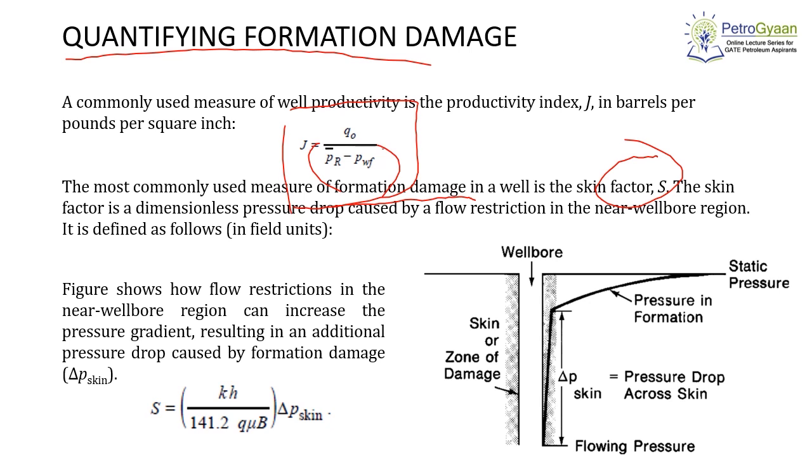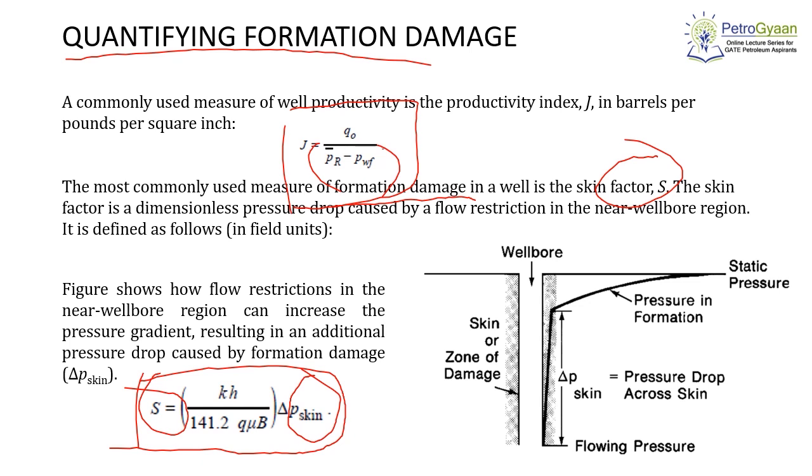This formula we get from well testing. From well testing we can calculate the delta P skin, and then we can calculate the skin factor. If skin factor is positive, it shows that additional pressure drop is happening. That means the well is damaged.